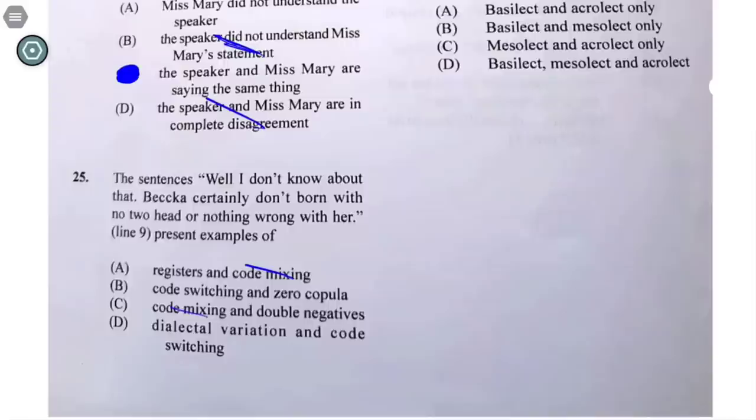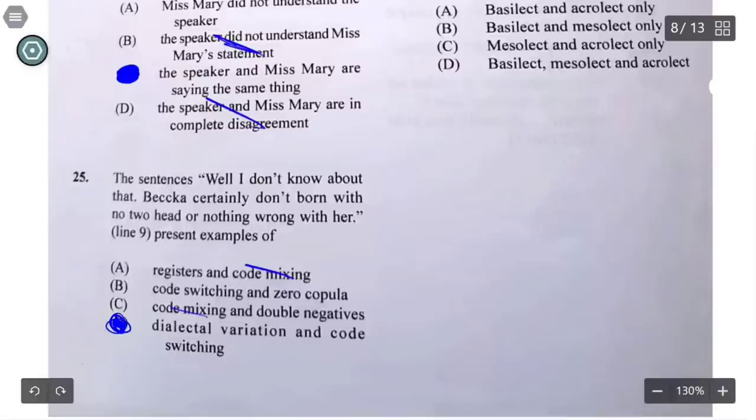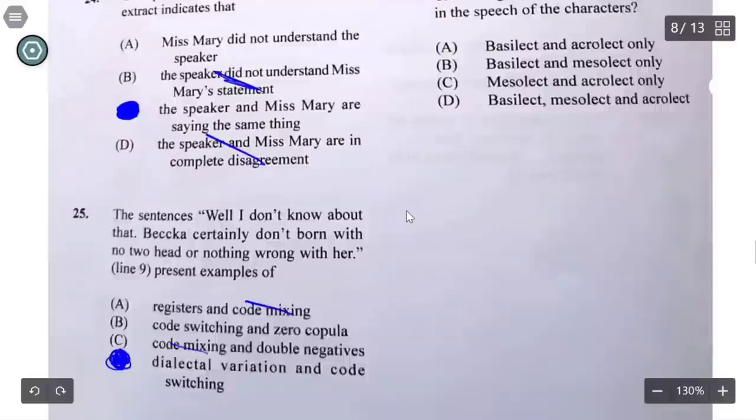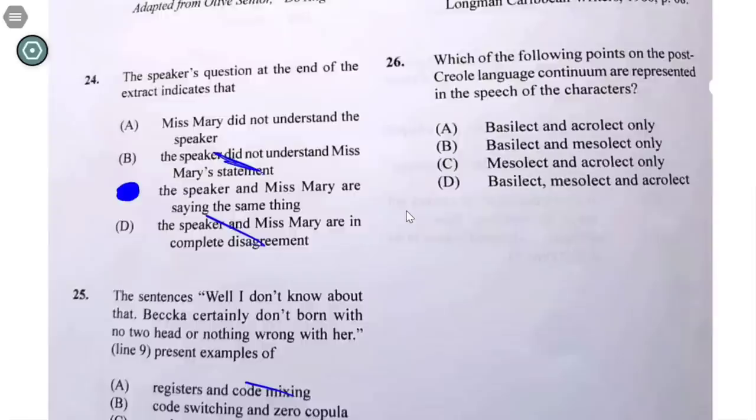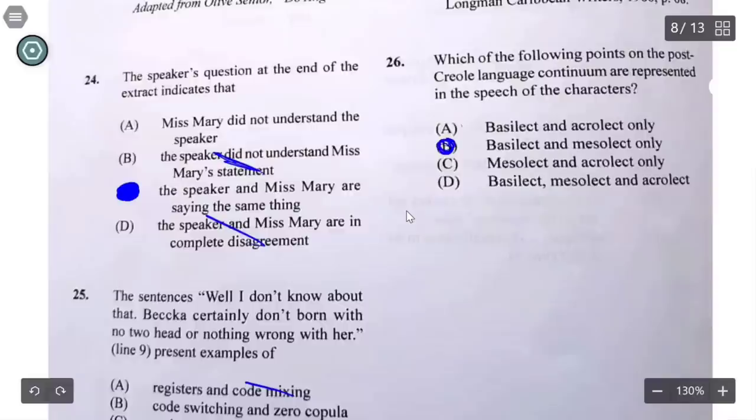And I would go with D, dialectal variation and code switching, mostly because I didn't see a sign of zero copula, and that's where you know a helping verb should be somewhere, but it's missing, right? So omission of be, are, stuff like that. But I do see dialectal variation and the code switching. Now, which of the following points on the post-Creole language continuum are represented in the speech of the characters? I would say basilect and the mesolect. And 26 kind of provides proof for the answer for 25.